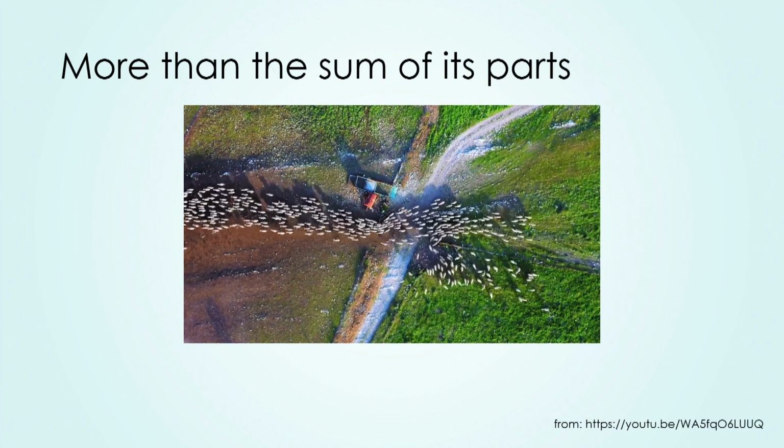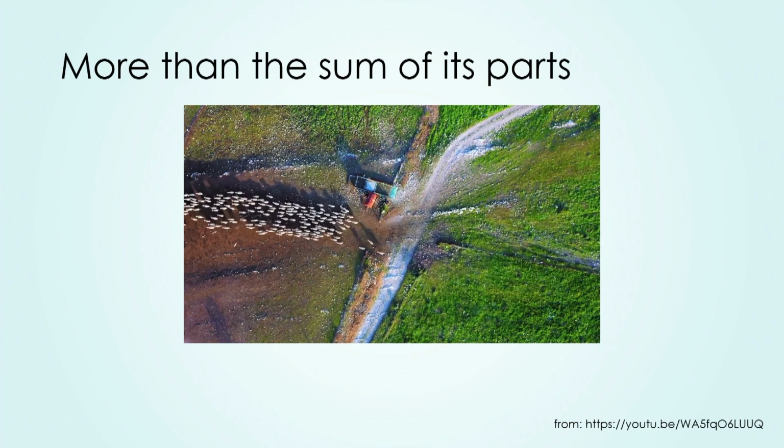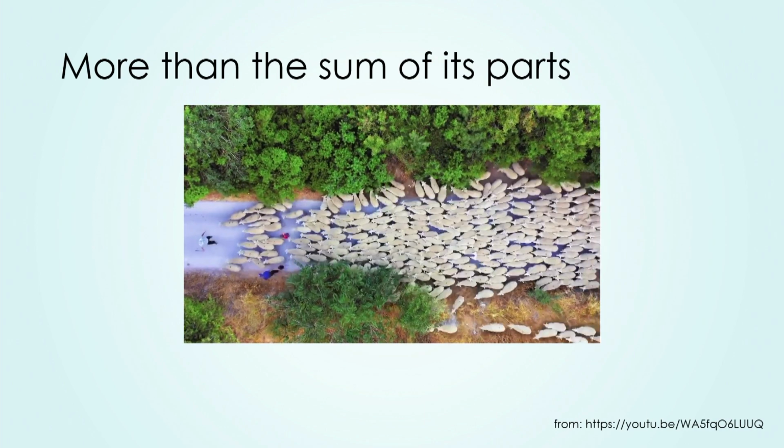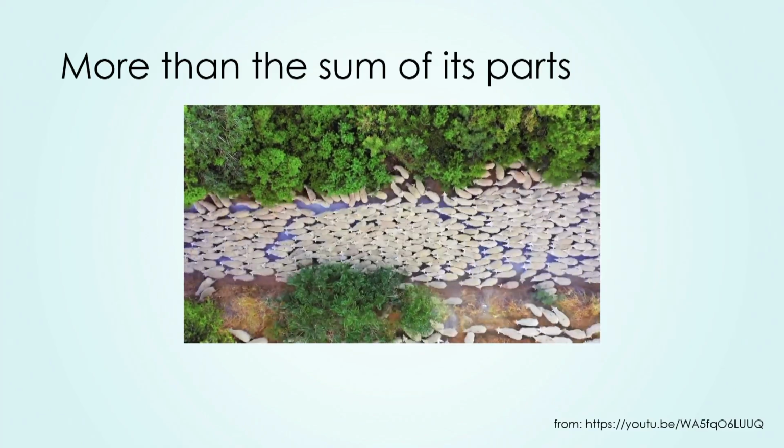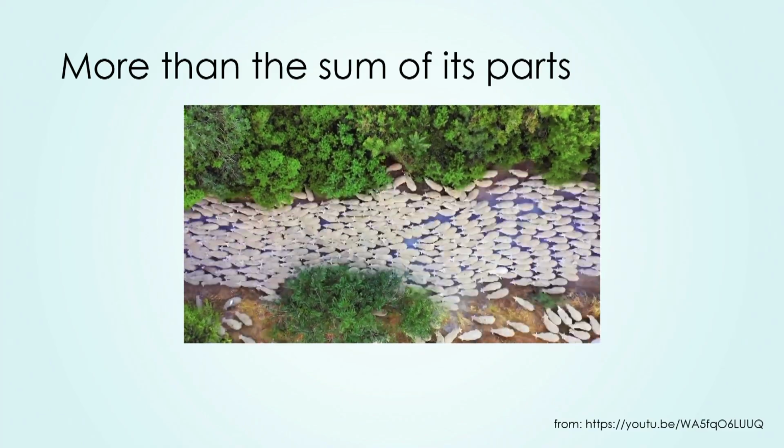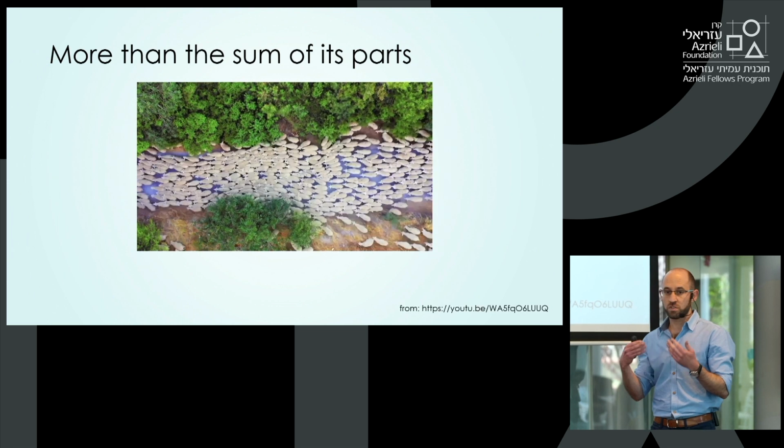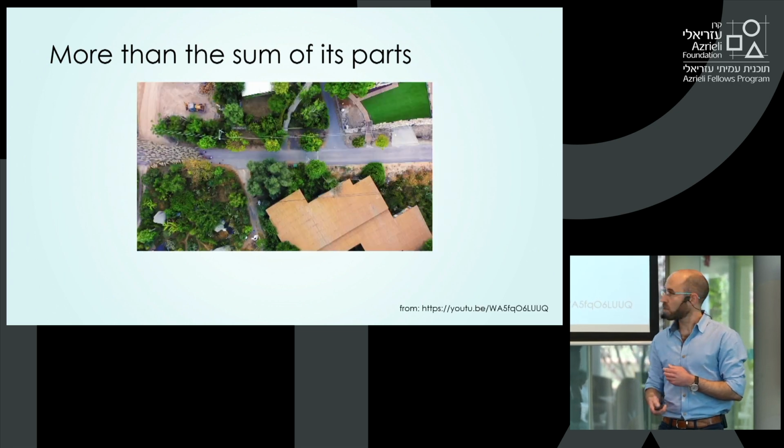For a single sheep, it might be hard to find its way quickly from one point to another, but once it is surrounded by a lot of other sheep moving in the same direction, it becomes much easier for it to do, and the flock moves together quite smoothly.